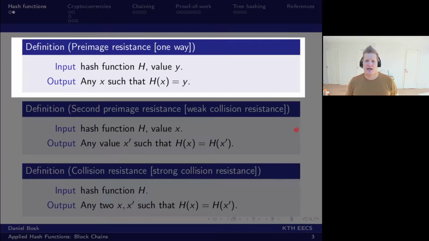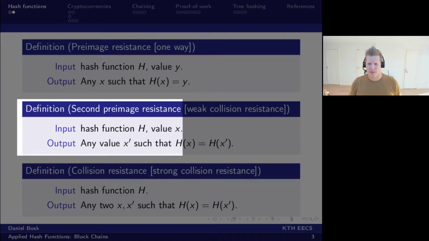This means that if we have a hash function h and a value y, then we should output any x such that h of x is equal to y. That is, we are supposed to find the inverse or the pre-image. So y is the image and x is the pre-image that we are supposed to find. And if a hash function is pre-image resistant, then this is very hard. Another name for this is one-wayness. So pre-image resistance or a hash function being one way.